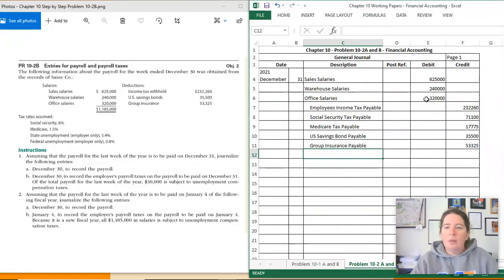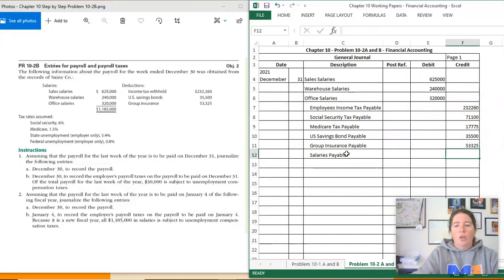If I were to add these up in my head really quick, just rounding, so 6, 7, 8, 9, 10, 11, I'm already over $1 million, and there's no way I have that amount over here in my credit column. So your debits and your credits always have to equal. I'm going to credit my salaries payable account, salaries payable, for the difference between my salaries and my deductions.